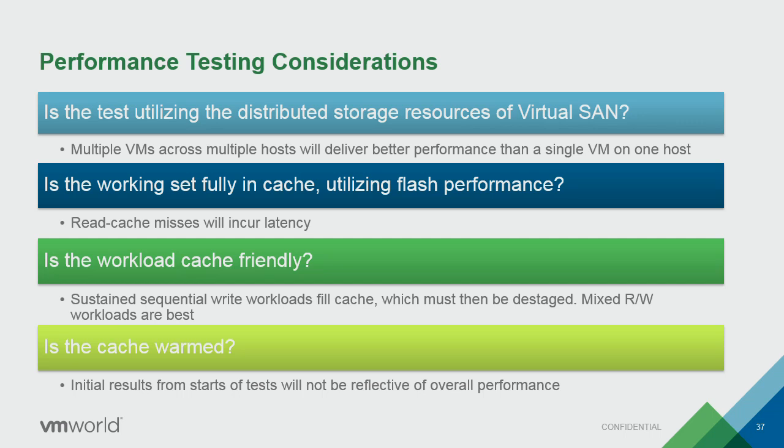The other thing is that vSAN is a caching mechanism, and you're going to get the best performance out of vSAN when your working set is sitting in cache, okay? Which for vSAN is flash. It's sitting in flash. So how do you achieve that?